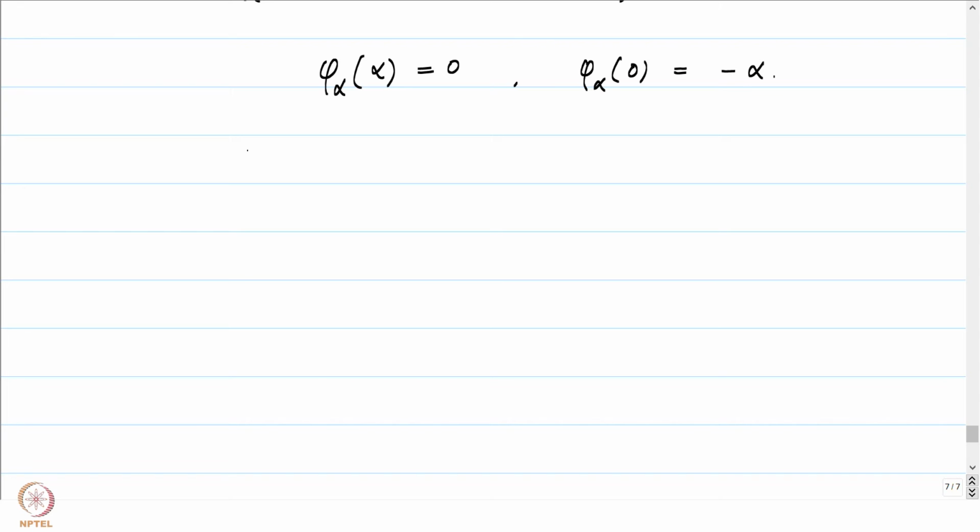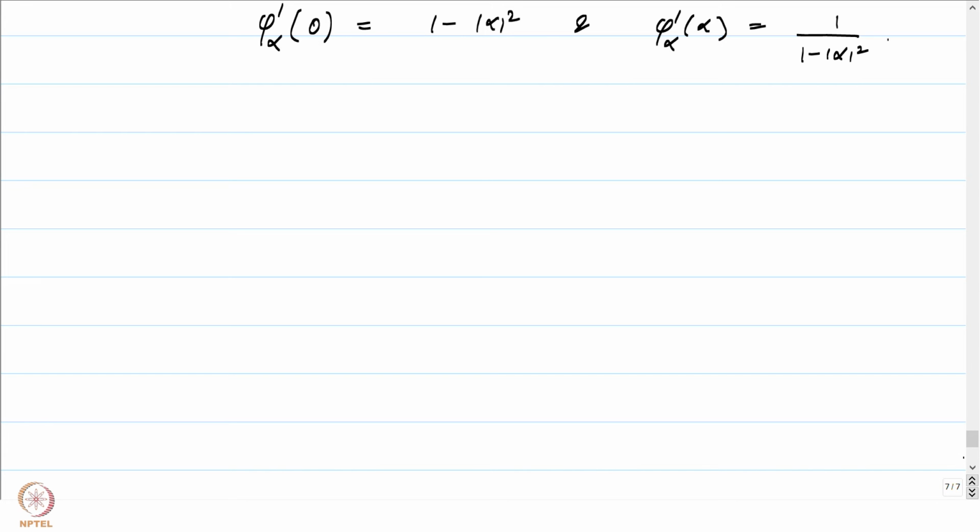You can also check that the derivative phi alpha prime at 0 is equal to 1 minus mod alpha square, and the derivative of phi alpha at alpha itself is equal to 1 by 1 minus mod alpha square. So these are all simple checks which I would urge you to sit down and work out the details for.